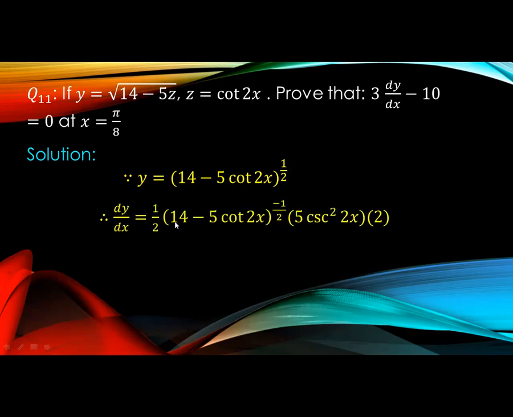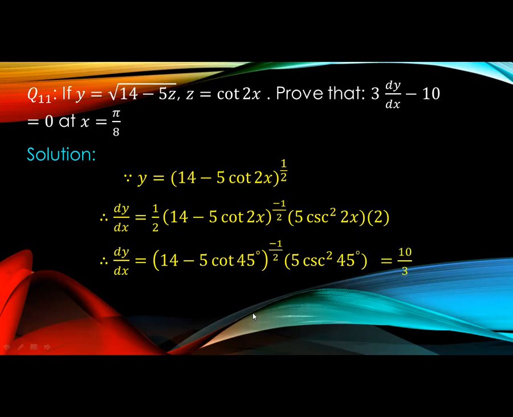After that, the first derivative is half times (14 minus 5 cotan 2x) all to the power negative half times 5 cosec squared 2x times 2. In the simplest form, it is equal to (14 minus 5 cotan 45 degrees) to the power negative half times 5 cosec squared 45 degrees. That is equal to 10 over 3. After that, substitute this value in the left hand side of the request. It is equal to 3 multiplied by 10 over 3 minus 10, which equals 0, the value of the right hand side.